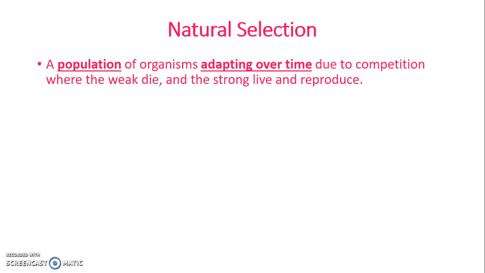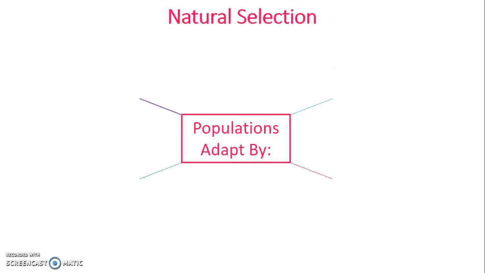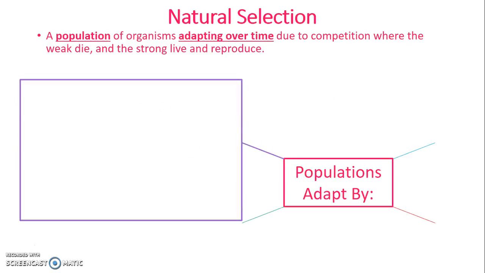And that's what you should have seen in the Galapagos video. And we're going to talk about that a little bit later. So let's take a look at natural selection. Populations can adapt by 4 different things. So here you see we got 4 arrows, and we're going to take a look at these one at a time. So first, they can adapt by competition.